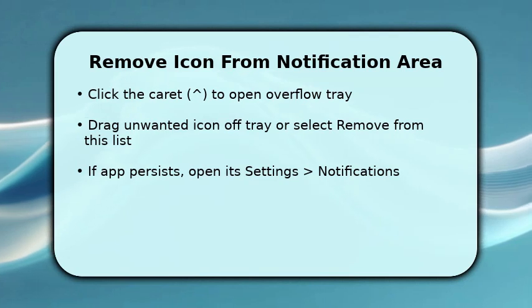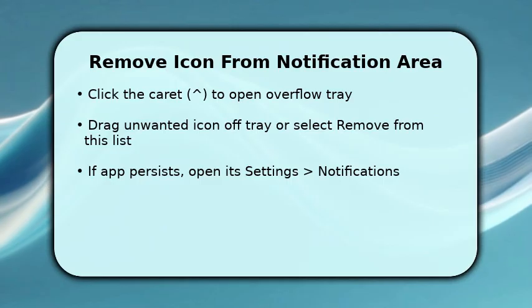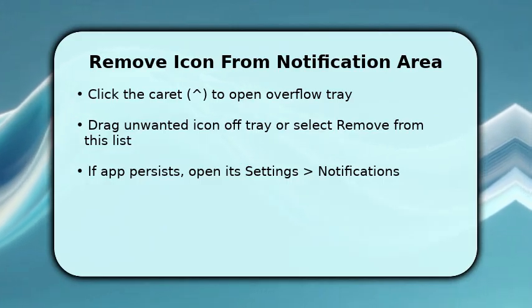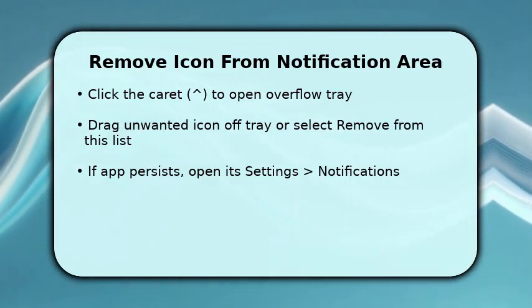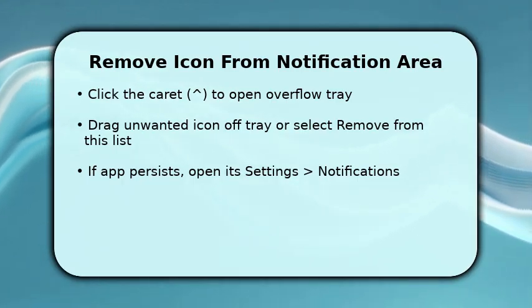Next, open the overflow tray by clicking the caret. This exposes hidden icons. You can remove an icon by dragging it out of the tray or right-clicking and choosing Remove from this list. This deletes the shortcut from the notification area.